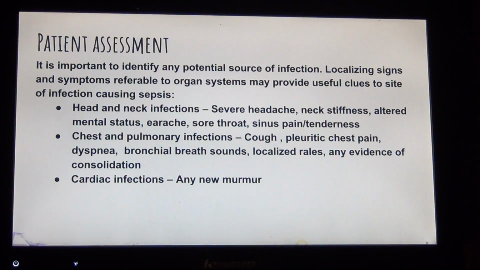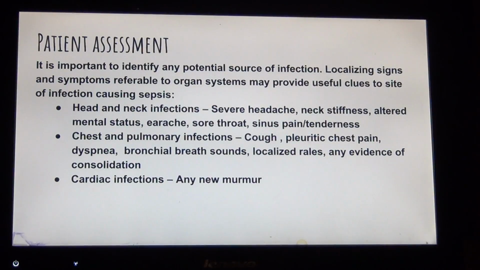It is important to identify any potential source of infection. Localizing signs and symptoms referable to organ systems may provide useful clues to the site of infection causing the sepsis. Head and neck infections cause severe headache, neck stiffness, altered mental status, earache, sore tooth, sinus pain or tenderness.